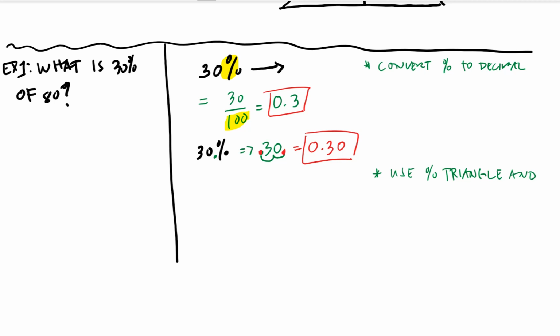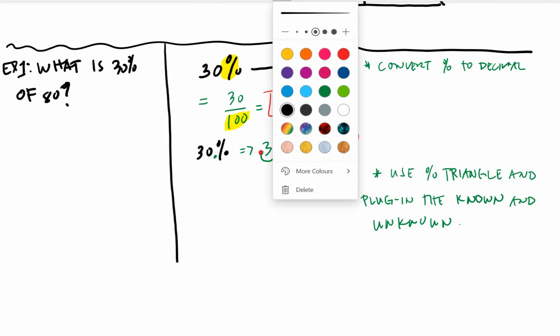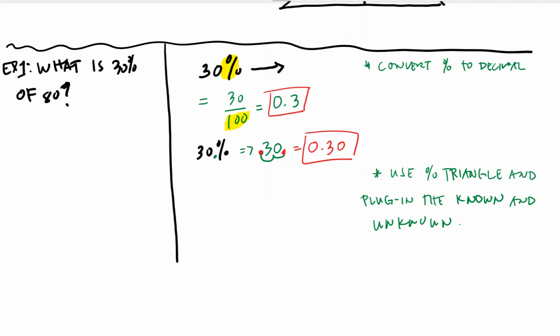And plug in the known and unknown. So again, I'm gonna use my triangle.